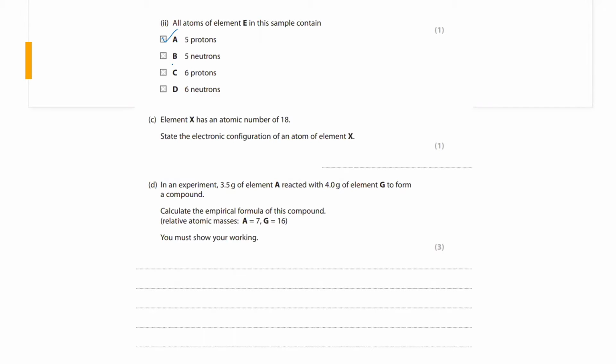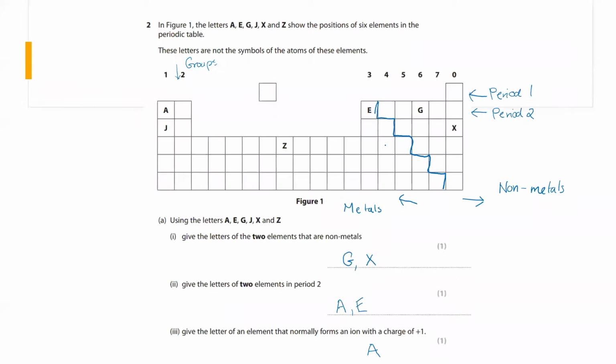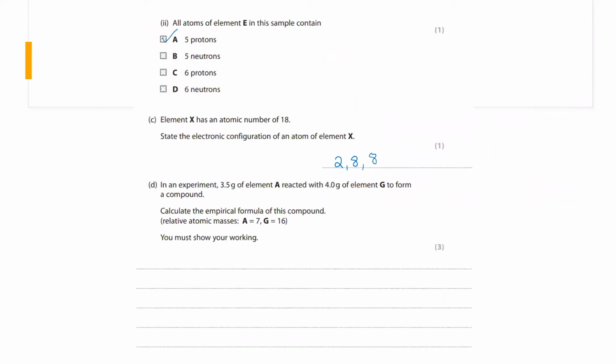Element X has an atomic number of 18. State the electronic configuration of an atom of element X. So remember, the first shell holds 2, second shell holds 8. So 2, 8, so that's 10 so far. We need another 8. 2, 8, 8. Okay, let's look back at X. So X is, if it's got a full outer shell like that, it's a noble gas. So they could ask that. What type of element is element X? And because it's got a full outer shell, it will be a noble gas.